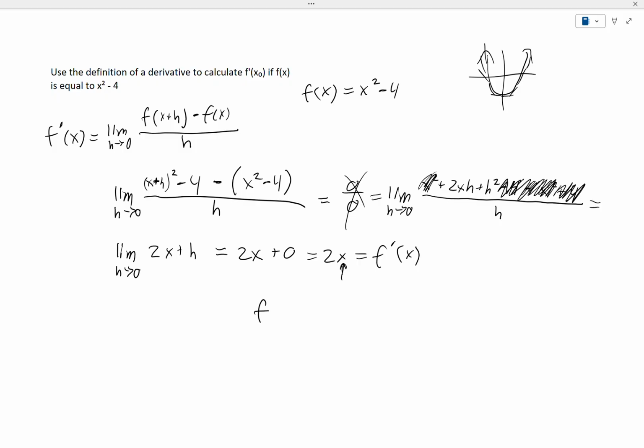Which, that's pretty easy to write. You just do f prime at x naught. You just plug in x naught for every x. And that's the answer.